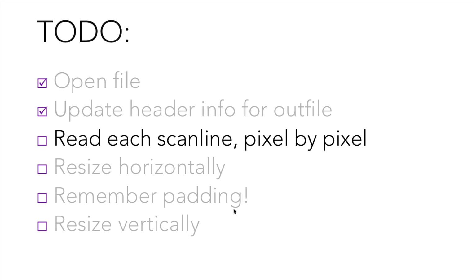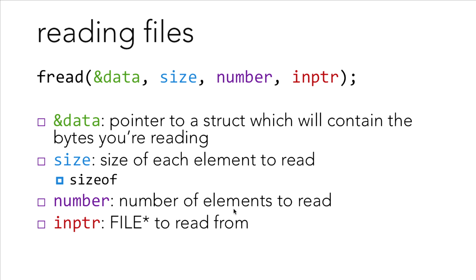So now let's get to reading into the scanline pixel by pixel. Again, we're going to turn to our trusty file I/O library and look at the fread function. fread takes in a pointer to a struct that will contain the bytes that you're reading in, the size of each element that you're reading. Again, sizeof is going to be a useful function here. The number of the elements of size that you're reading in, and then finally the in pointer, the file that you're reading from. So you're taking number elements of size from in pointer and putting them into data.